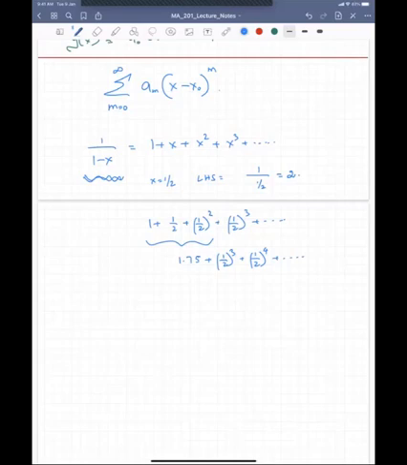So this is a geometric series, and a geometric series always sums to 1 over 1 minus the ratio if the leading term is just 1, and the ratio in this case is just x. So this is how you sum the series. So the series representation has to be taken a little carefully.